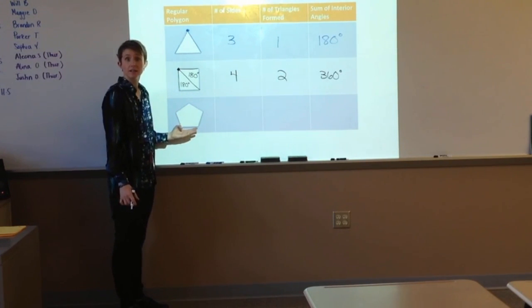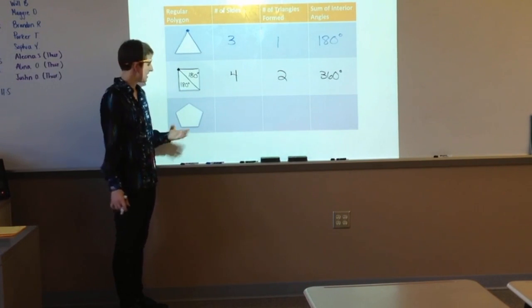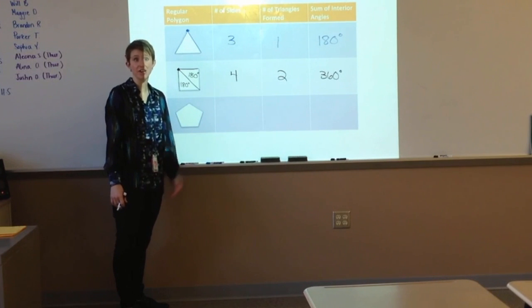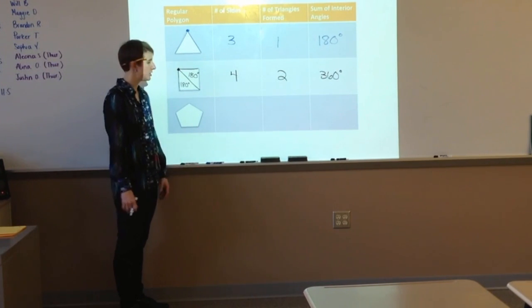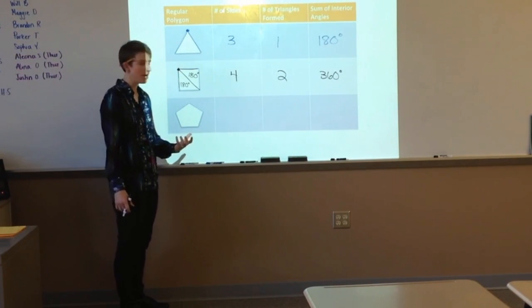Our next polygon is a 5-sided polygon, which we call a pentagon. You'll see that in your notes. You might not know the sum of the interior angles for a pentagon. It's not something that's part of your everyday knowledge. And that's okay. We can use this strategy of using triangles to help us figure that out.